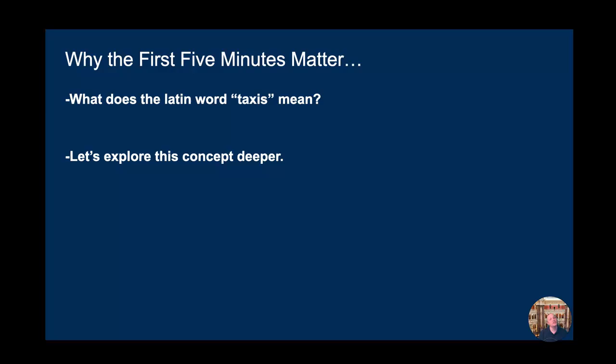So, here's the question: why do the first 5 minutes matter? Why do you think the first 5 minutes matter? Contemplate that for a second. I want to introduce to you a word. It's like Sesame Street: here's the word of the day, kids. What does the Latin word taxis mean? Latin? You want me to know Latin? Well, yeah, this is a good word to know, actually.